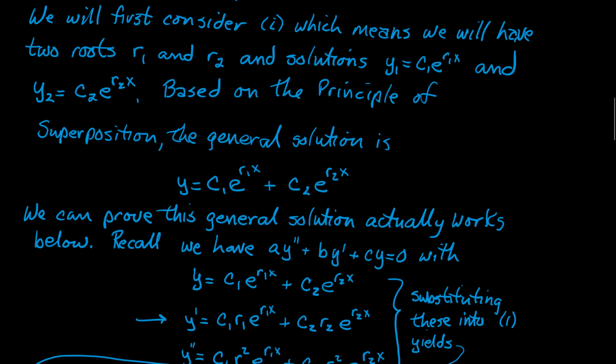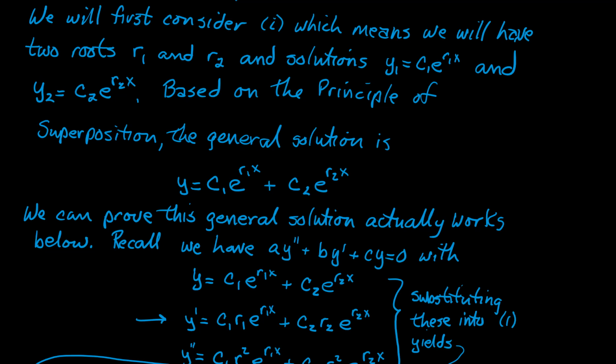Since we're going to have two roots because a quadratic has two solutions, it might be a repeated solution or it might be two unique solutions. Either way, we're going to wind up with two solutions, y1 equals c1 e to the r1x, and then we're also going to have y2, where in this second solution, we wind up with the second root in the exponent.